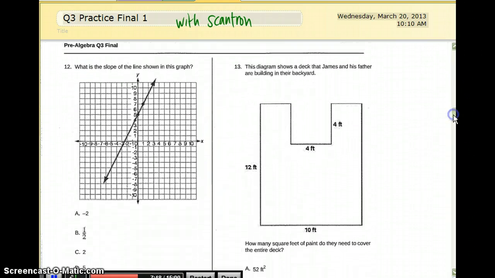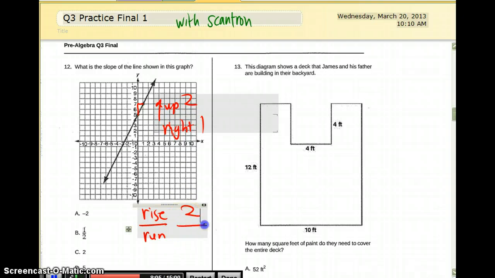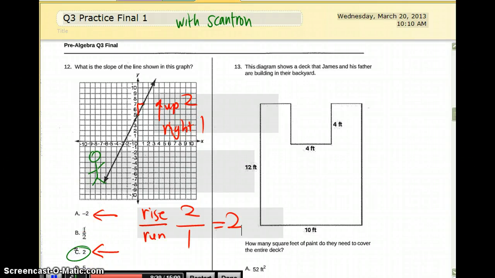Skipping down to number 12, I'm looking for the slope, and they already give me the 2 dots. So I simply just need to count rise and then run. It goes up 2, so that's my rise, and it's going to go right 1, so that's 1 in the run. 2 over 1 is the same as 2. If I look at answer A or C, both of those have 2 in it, but one of them is positive and one is negative. So if I were to put a little guy down here, is he going to be going positively up or negatively down? Yes, C.